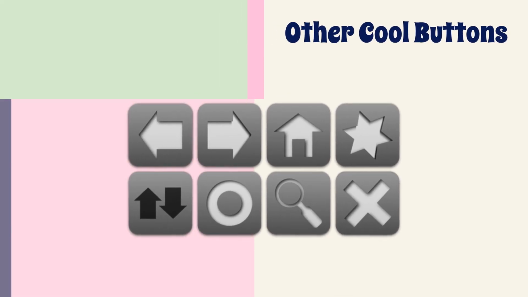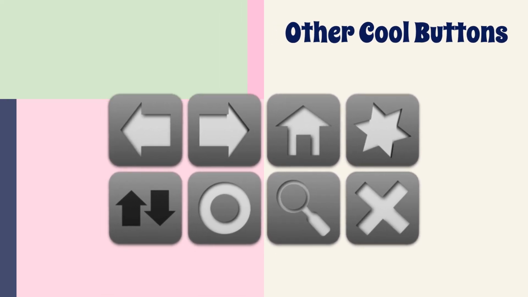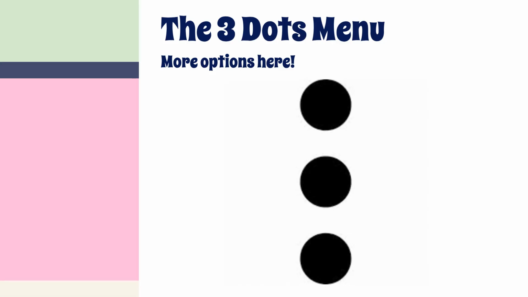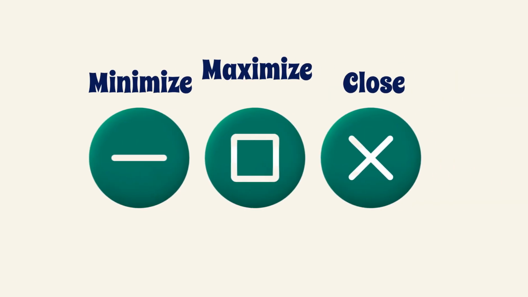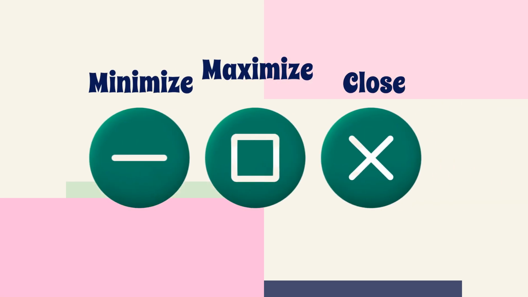There are a few more important buttons that help you control how your browser window looks on your screen. This button, which sometimes looks like 3 dots or 3 lines, is a special menu. It hides even more options and settings for your browser. It's like a secret drawer full of useful tools. At the very top corner of your browser window, you'll see 3 small buttons. Minimize makes the window disappear to your taskbar, Maximize makes it big, and Close shuts it down completely.